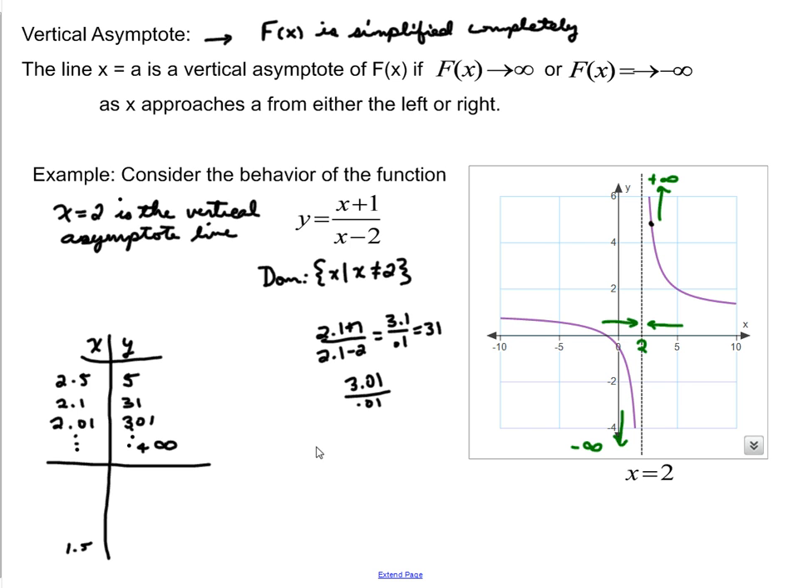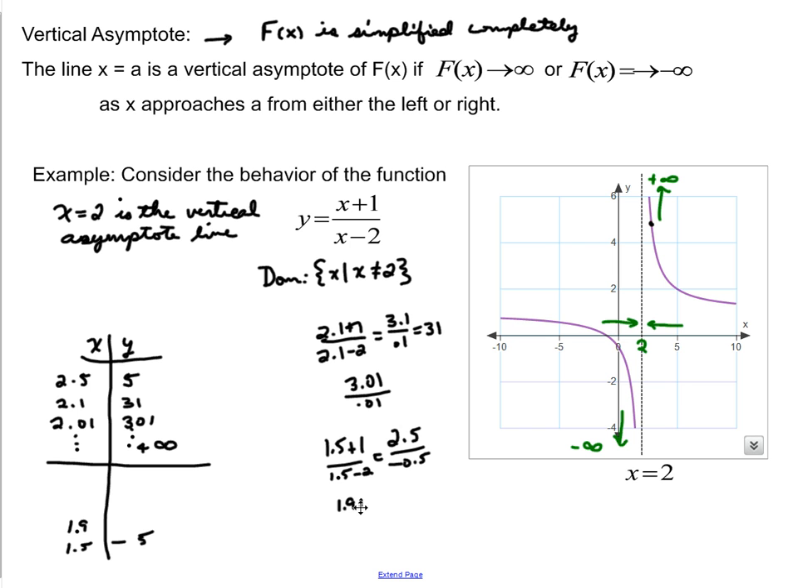Well, I'll just show you one or two more steps right here. If I did 1.5 plus 1 divided by 1.5 minus 2, right? If you think about the way that's going to work, that's 2.5 divided by negative 0.5, which is going to be negative 5. And if I went to 1.9, right?